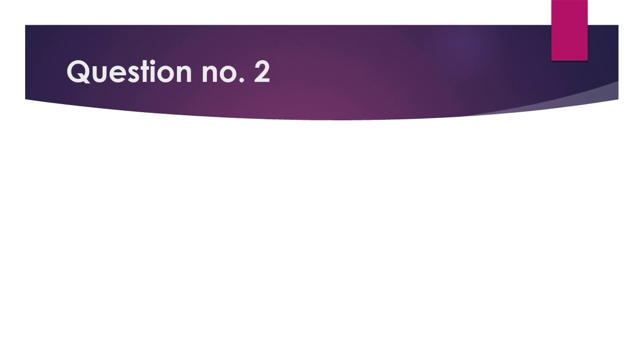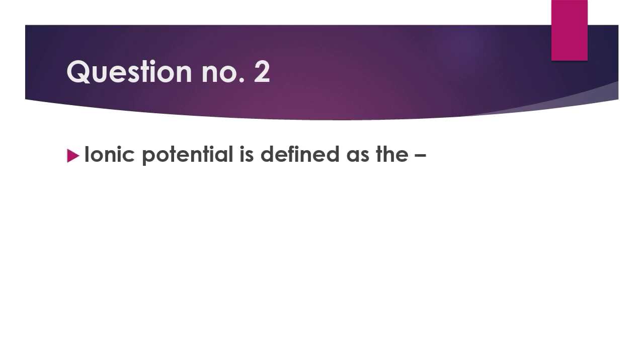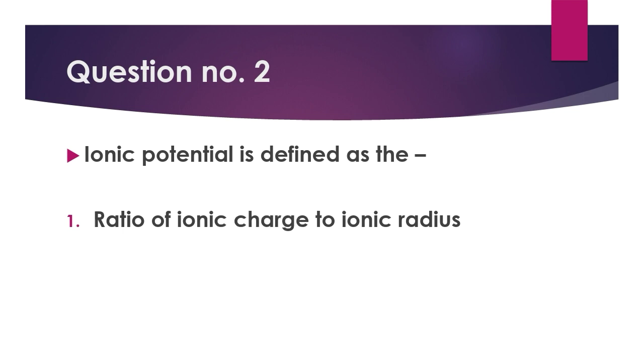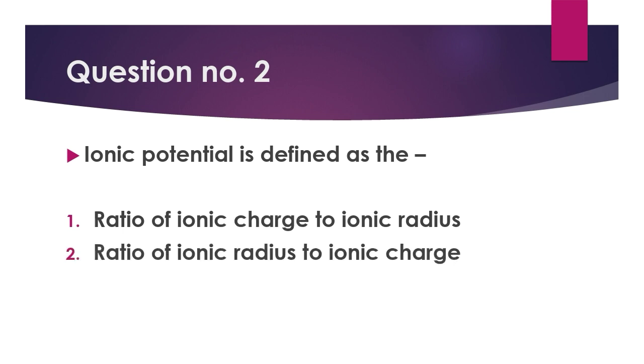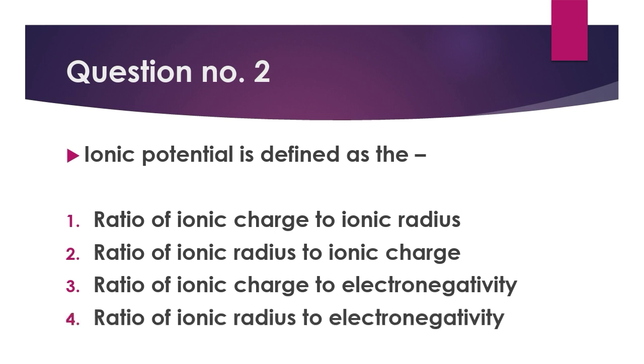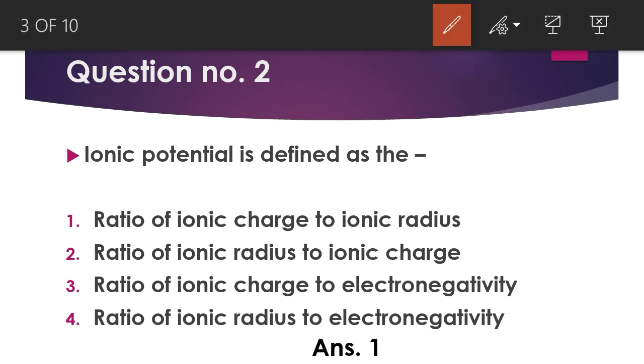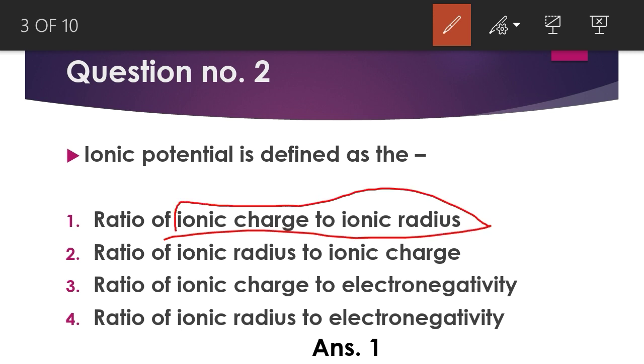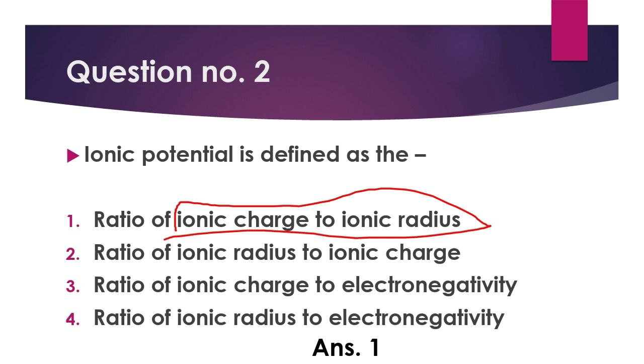Now second question is, ionic potential is defined as the ratio of ionic charge to ionic radius, ratio of ionic radius to ionic charge, ratio of ionic charge to electronegativity, or the ratio of ionic radius to electronegativity. So here the correct option is option number 1, that is, the ratio of ionic charge to ionic radius. Okay, and hence you can see that if charge increases, the ionic potential increases, and with decrease of ionic radius, ionic potential will increase.